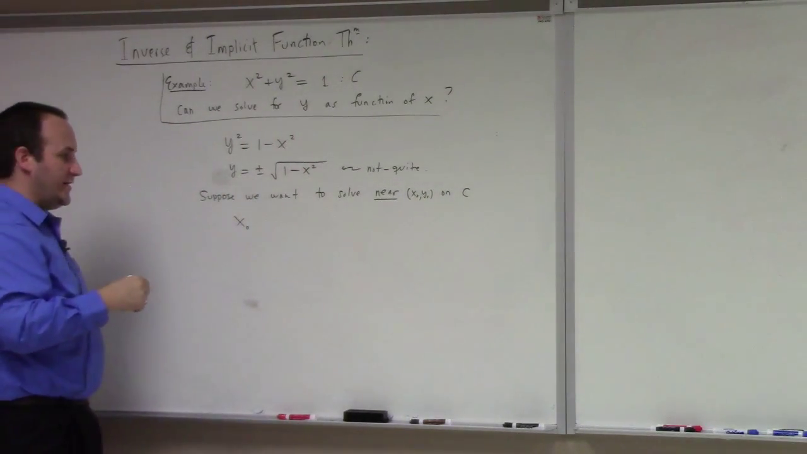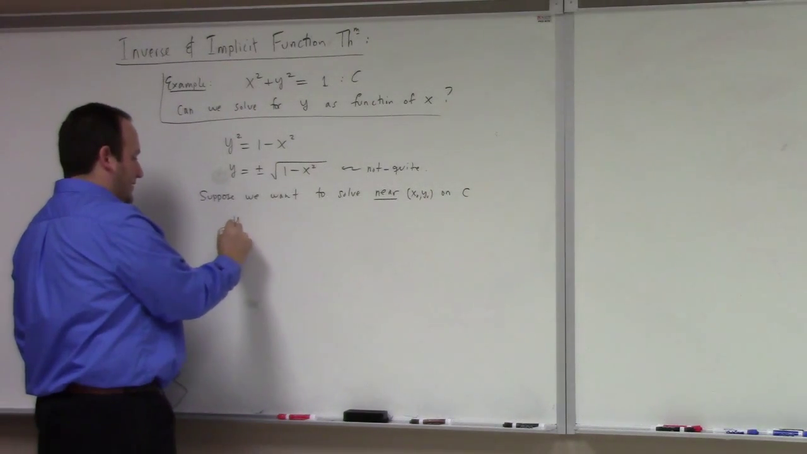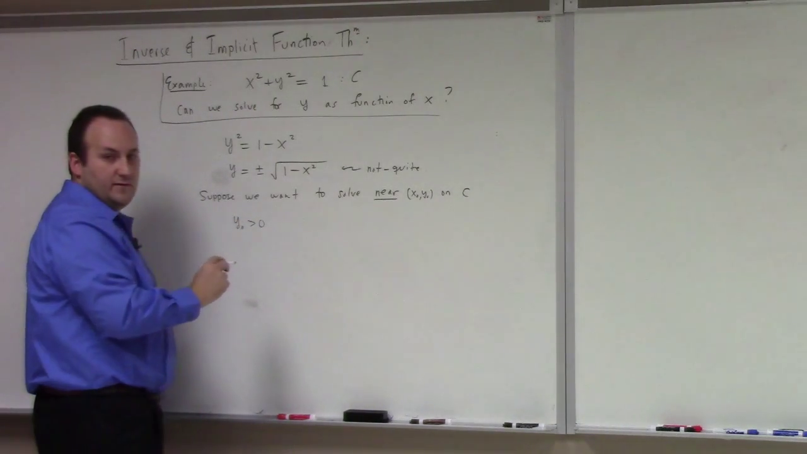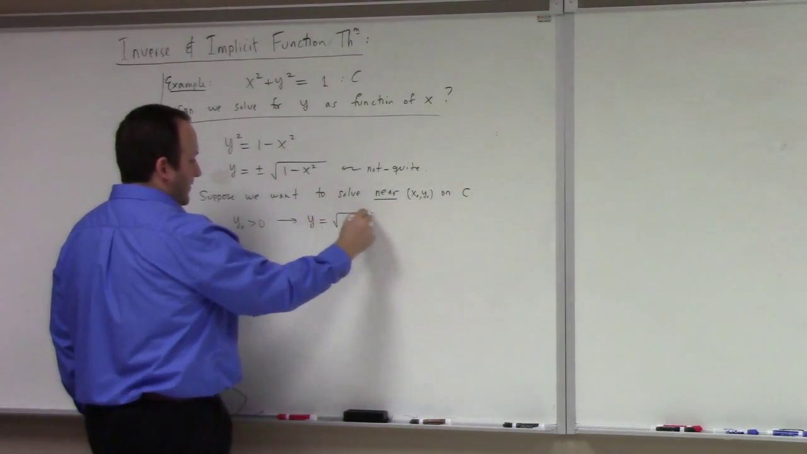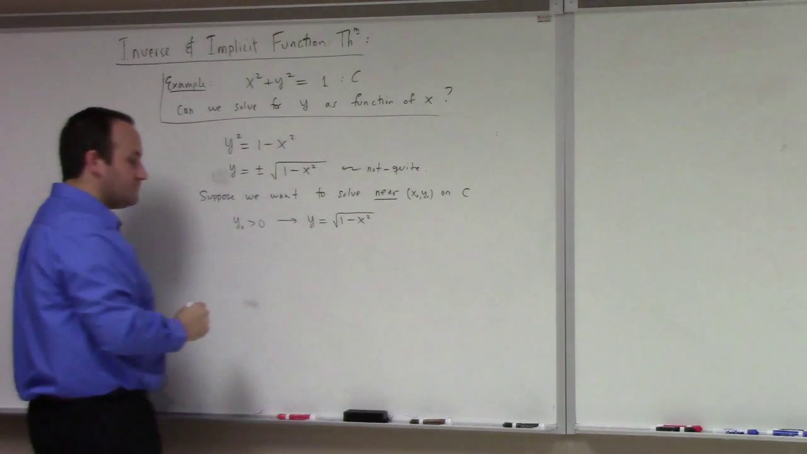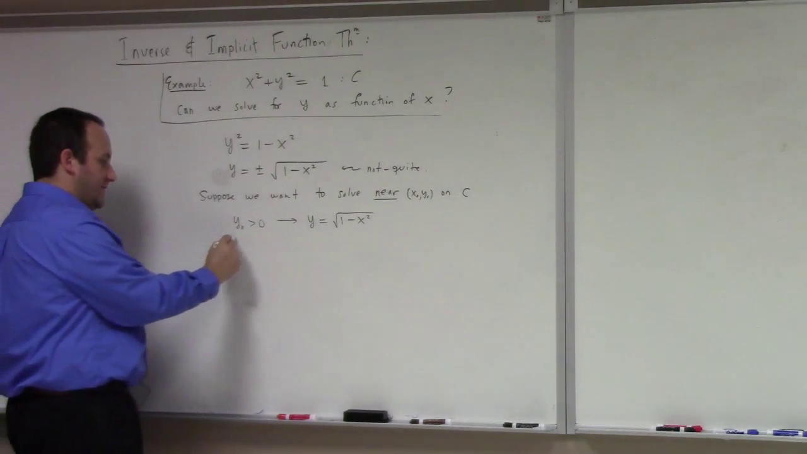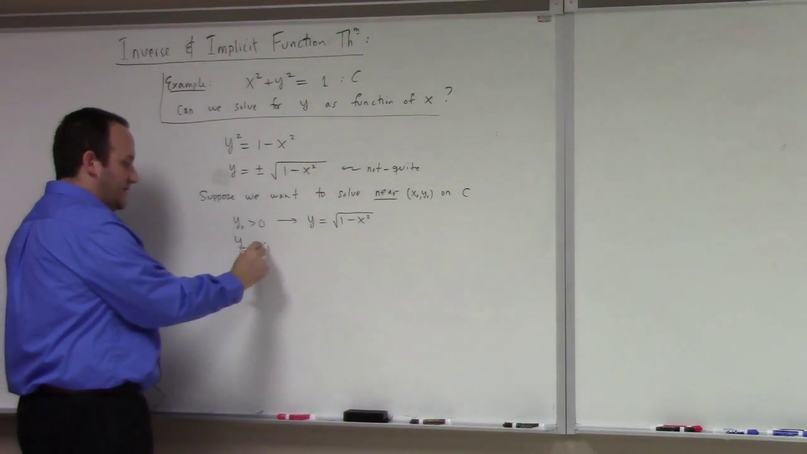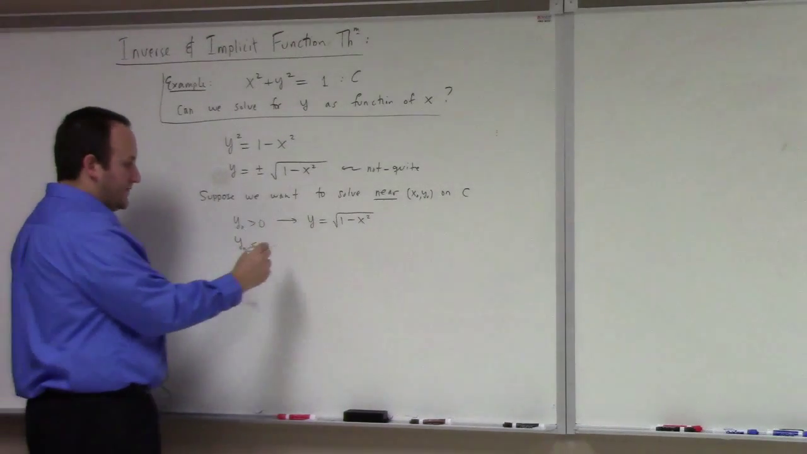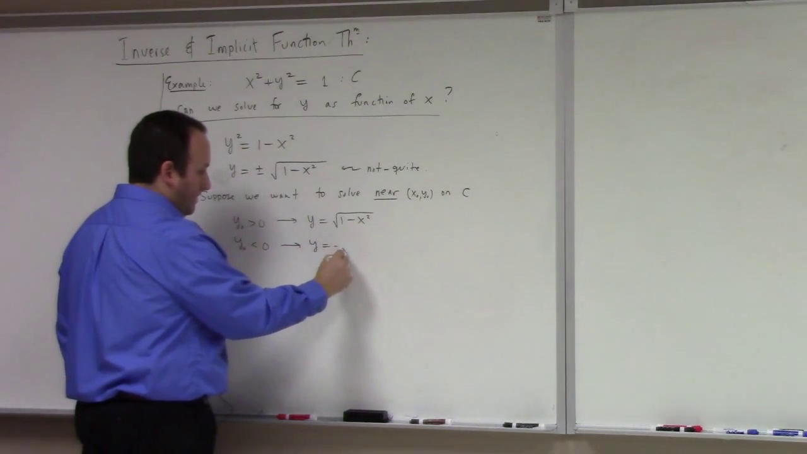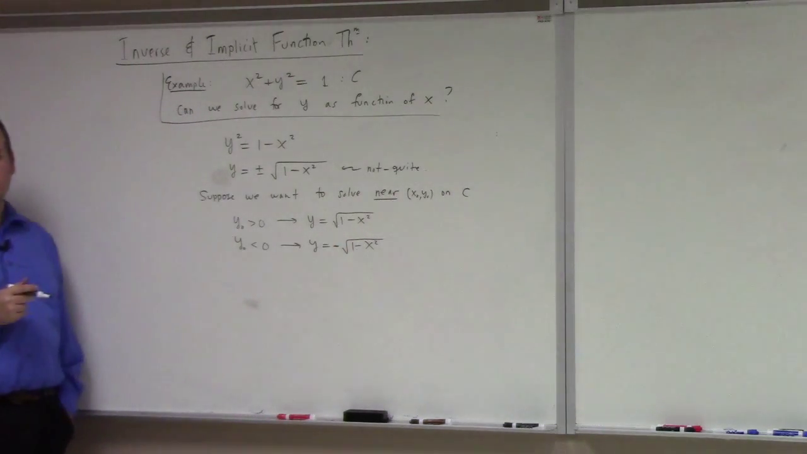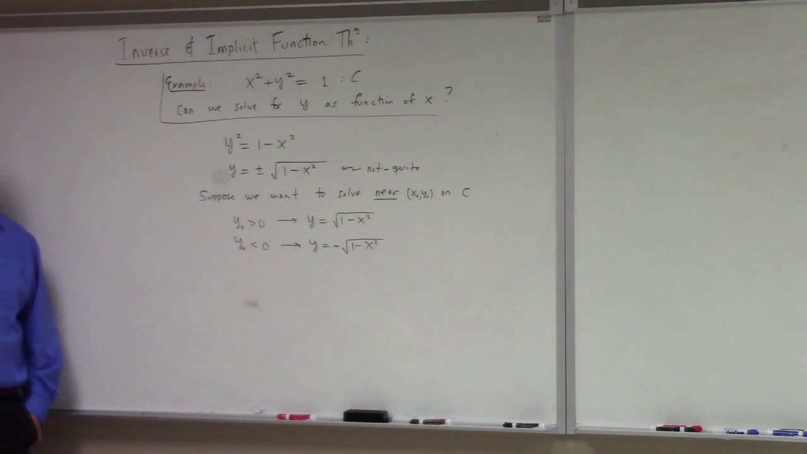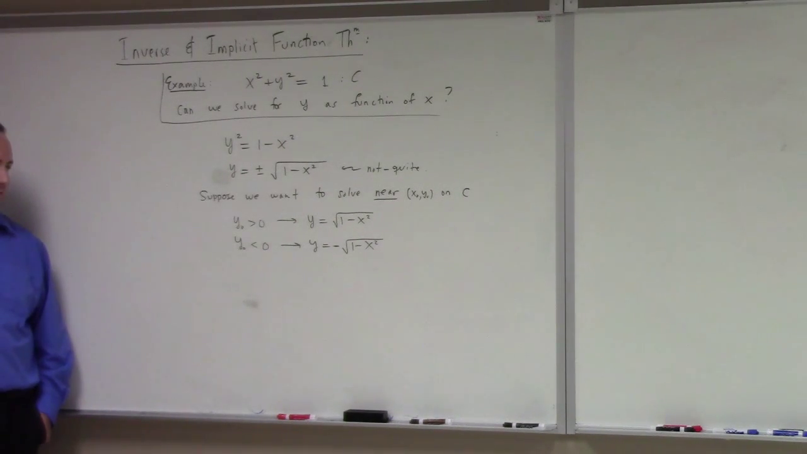What do we need about x naught, y naught? How about this? If y naught is greater than 0, then clearly the solution we're looking for is just y is equal to the square root of 1 minus x squared, right? On the other hand, if y naught is less than 0, we get the other solution, right? Those are both functions, right? We've solved for one of the Cartesian variables in terms of a function of the other.